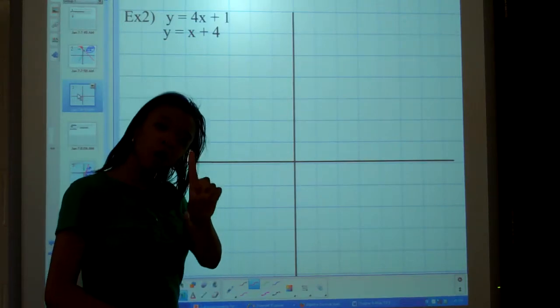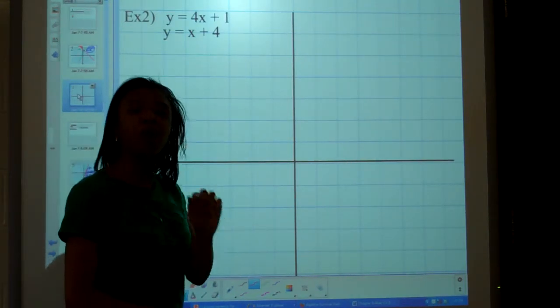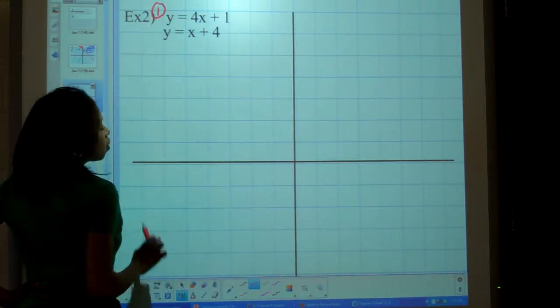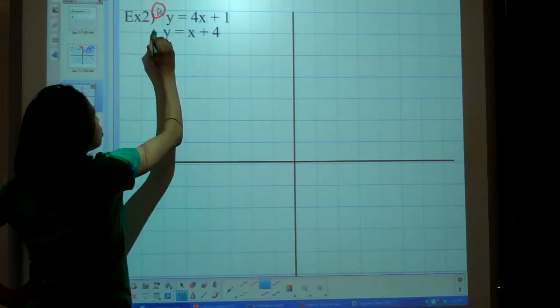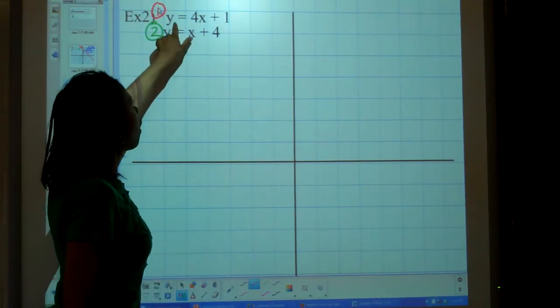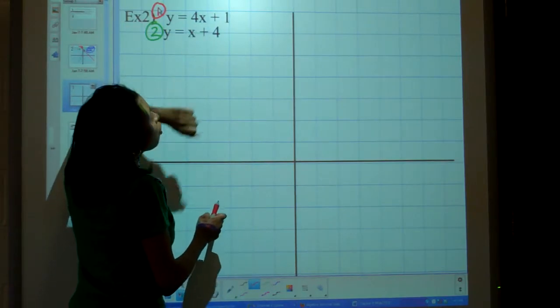The solution of the system is the one point where they intersect or cross one another. So the first one, I want to do in red, and the second one again, I want to do in green. This is a brand new system of equations. So here I am, y equals 4x plus 1. So I'm going to solve this.